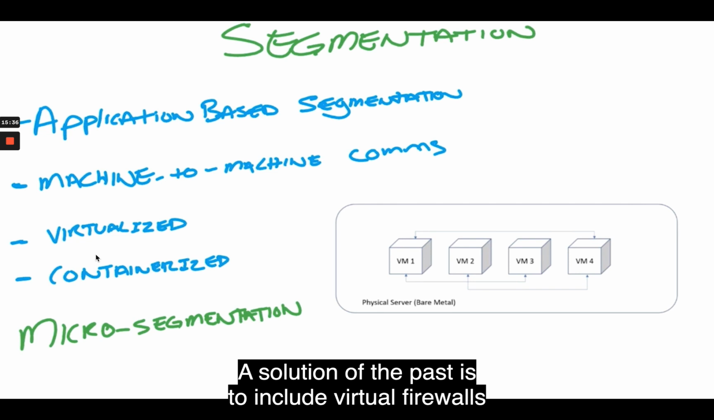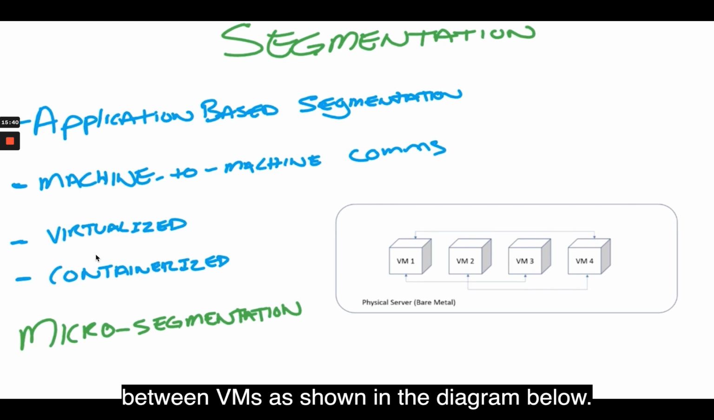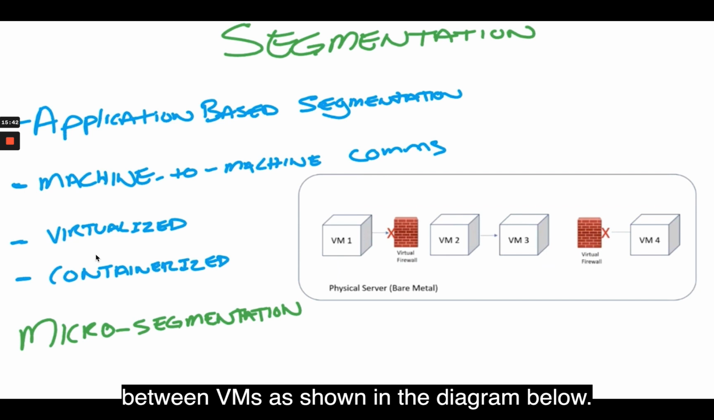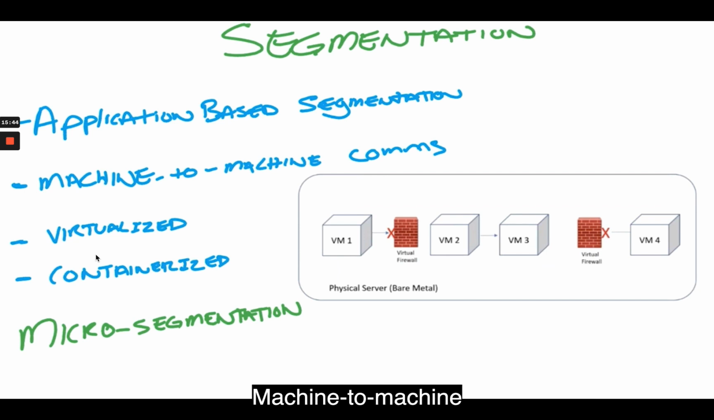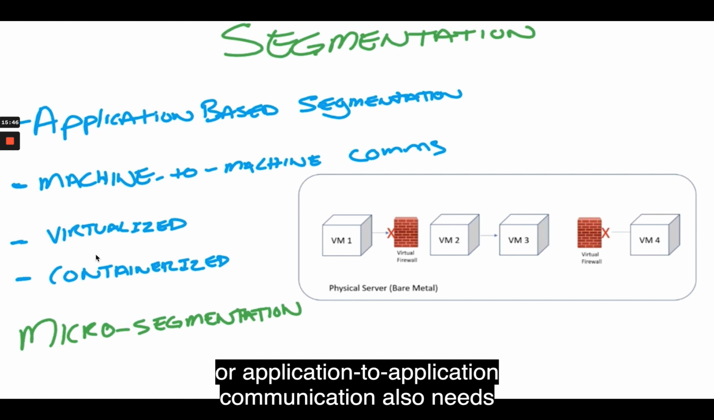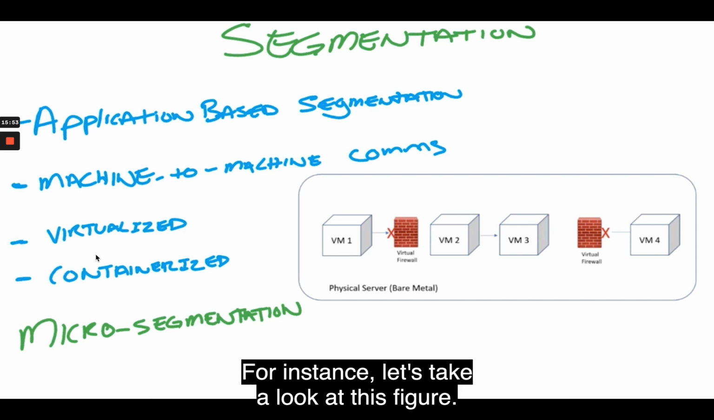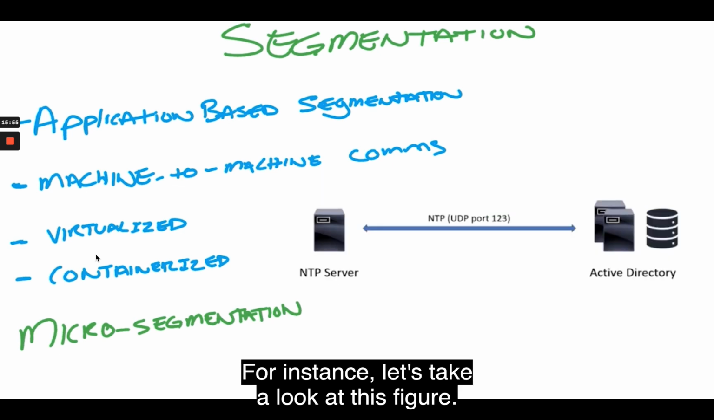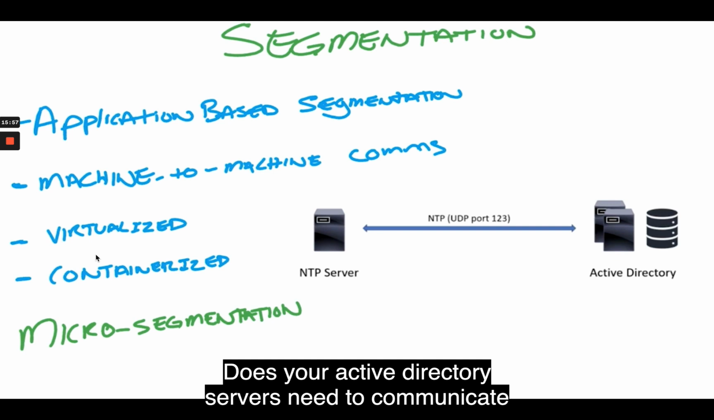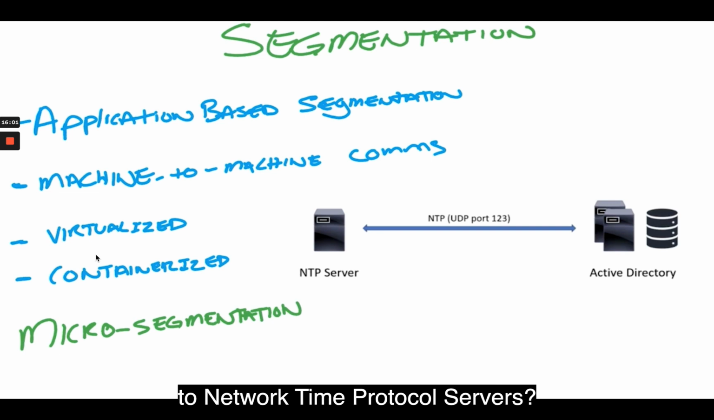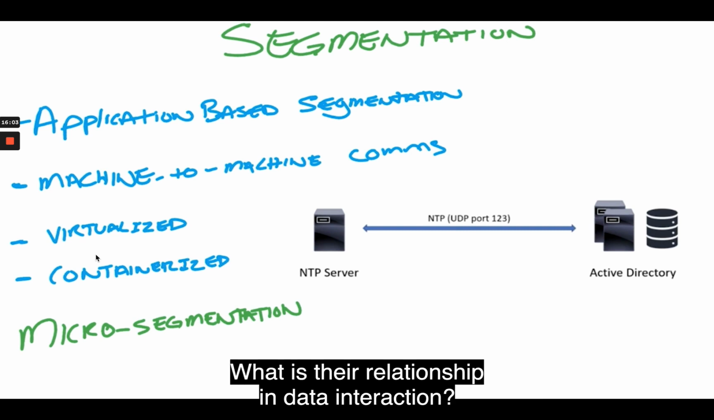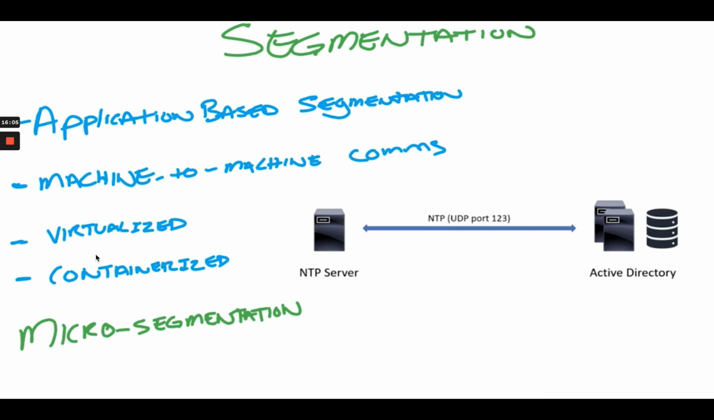A solution of the past is to include virtual firewalls between VMs, as shown in the diagram below. Machine-to-machine or application-to-application communication also needs to be segmented within an organization. For instance, let's take a look at this figure. Do your Active Directory servers need to communicate to Network Time Protocol servers? What is their relationship and data interaction?